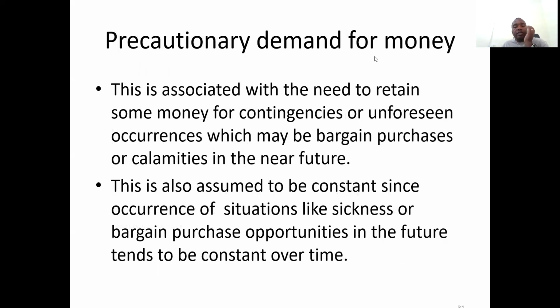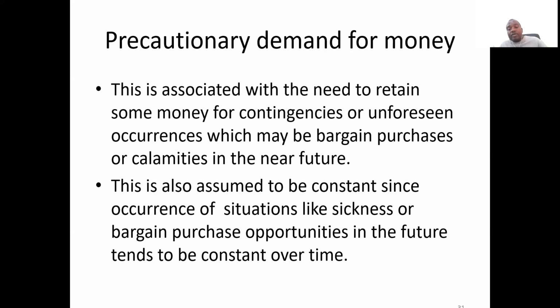And then we have the precautionary demand for money, which is associated with the money needed for contingencies and unforeseen occurrences, which may be bargain purchases or calamities like accidents or sicknesses that normally occur when people have not planned for such things. This is also assumed to be constant, since the occurrence of situations like sickness and bargain purchase opportunities in the future tend to be constant over time.